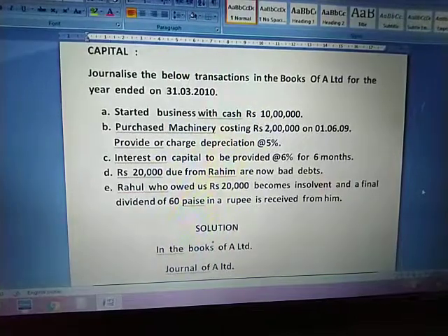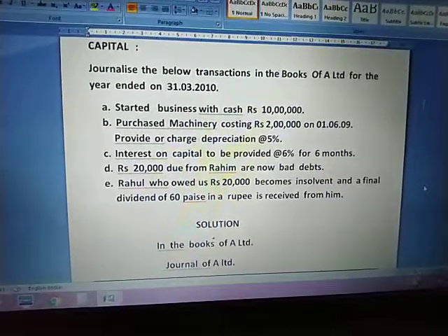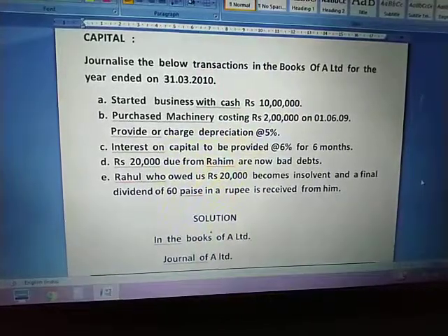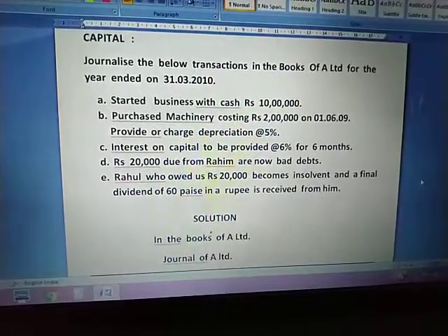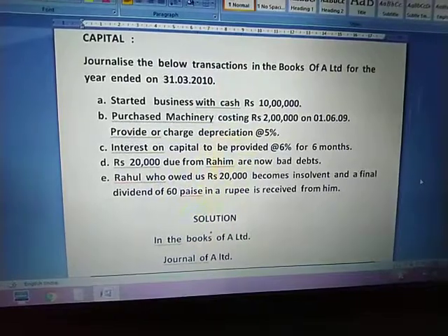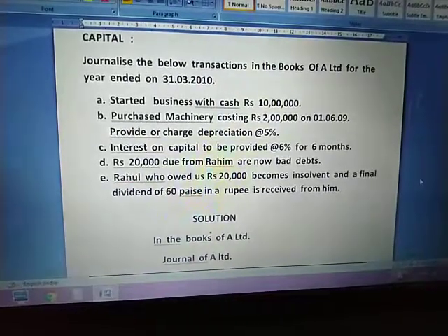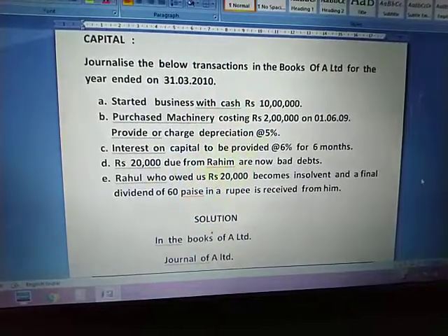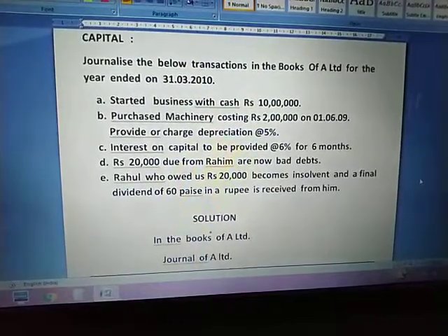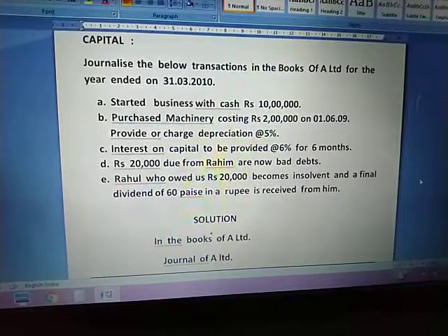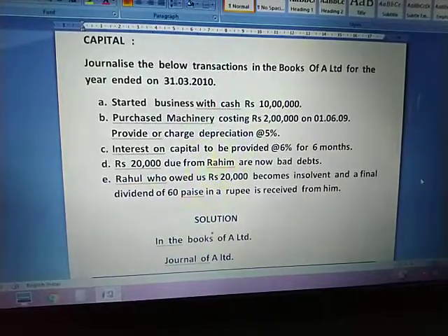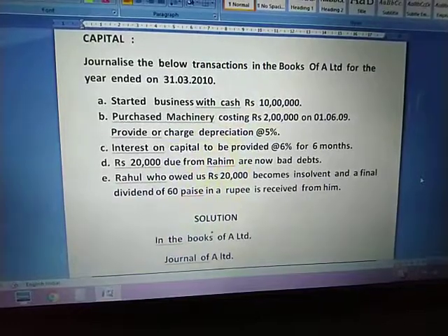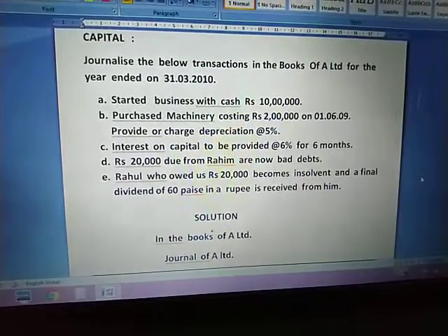Okay, and next, if you see that interest on capital, it is given as 6% for 6 months. That means our capital was 10 lakh. Somewhere you will get that the interest will be provided for a certain amount of the capital. Okay, so that will be mentioned in the question, but since it is not mentioned in the question, we take our capital as 10 lakh. So for that we have to calculate the interest as 10 lakh into 6% into 6 by 12.